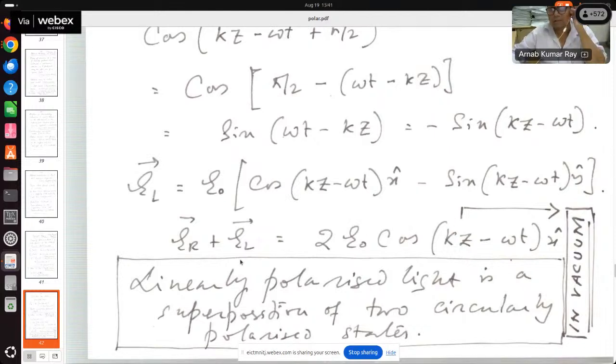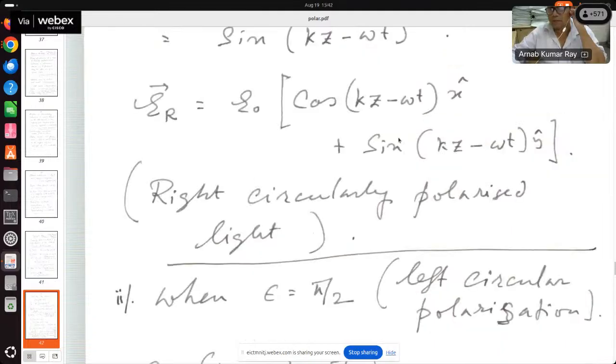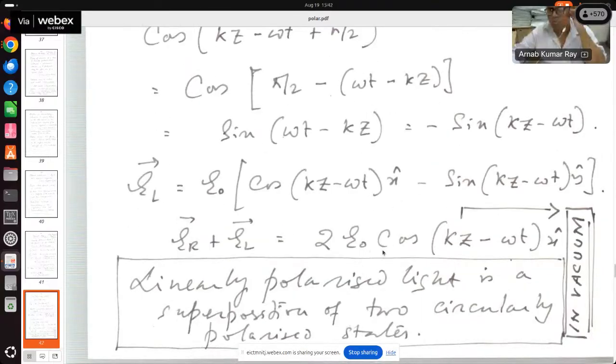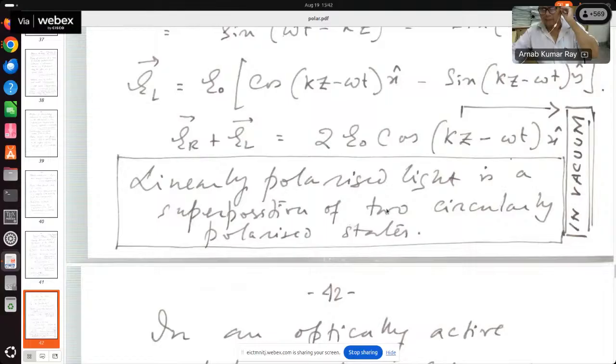Now, linear polarization will be the superposition of these two states. So E_R plus E_L. When you add the two things up, this minus term and the plus term over here will cancel out each other, and you will just have 2 E naught cos(kz minus omega t) x cap. Of course, we are talking about things in vacuum. Let us now try to understand this thing. So linearly polarized light is a superposition of these two circularly polarized states.